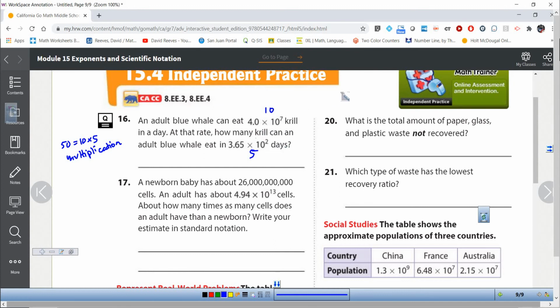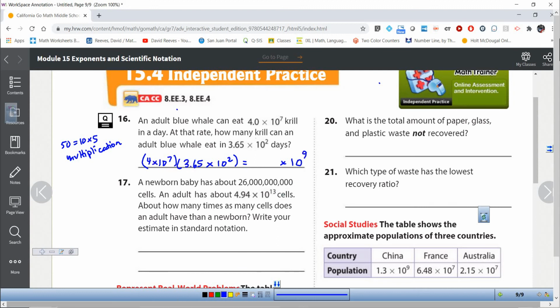Remember in the previous problem we said distance is equal to rate times time. All right, in this case, the distance is actually how many total krill he can eat. So what do we want to do? We want to do 4 times 10 to the 7th times 3.65 times 10 to the second. All right, we want to do that multiplication problem. So again, the first thing I'm going to do is these right here, 10 to the 7th times 10 to the second. You know we want to add those, right? And we get 10 to the 9th.